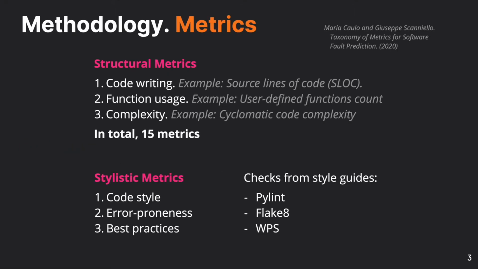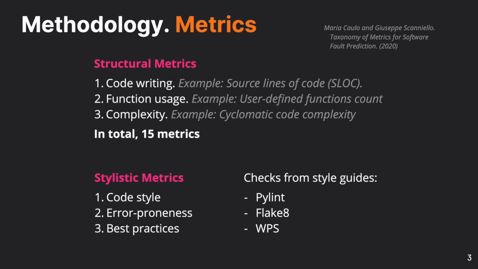First of all, in our study, we selected metrics to analyze structural and stylistic properties of notebooks. One of the challenges is that we needed such metrics that are applicable not only for notebook cells, but aggregated for internal notebooks as well, to compare them with scripts. For structural metrics, we defined three categories: code writing metrics, for example source lines of code, function usage metrics, for example the count of user-defined functions, and complexity metrics, for example cyclomatic code complexity.